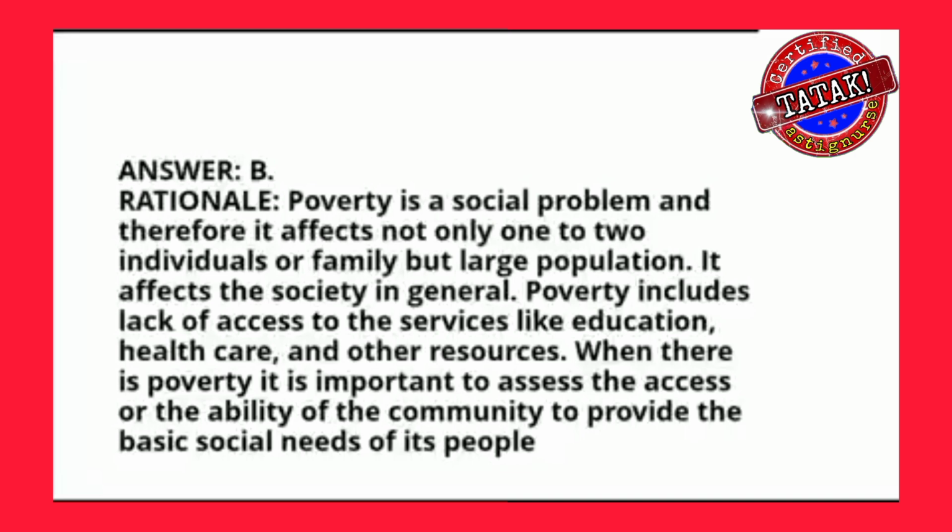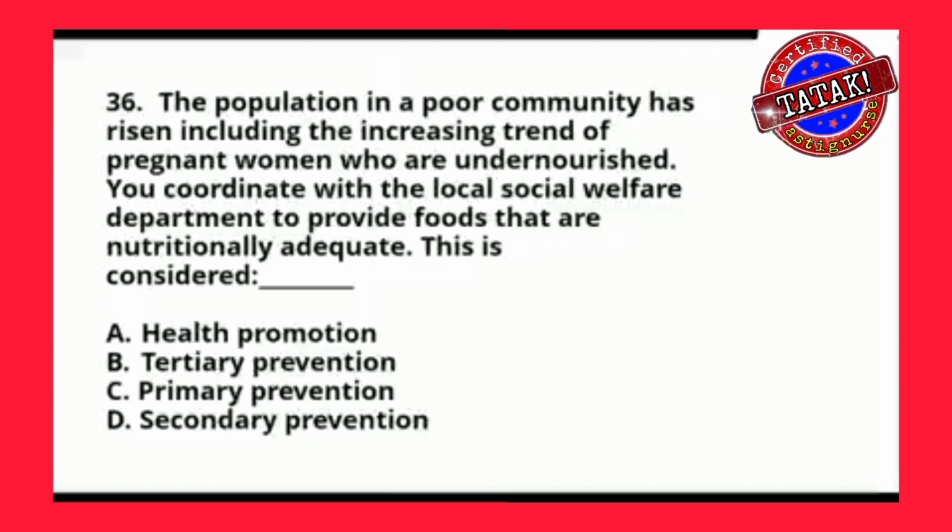The next question, number 36: The population in a poor community has risen, including the increasing trend of pregnant women who are undernourished. You coordinate with the local social welfare department to provide foods that are nutritionally adequate. This is considered as A, health promotion, B, tertiary prevention, C, primary prevention, or D, secondary level of prevention.